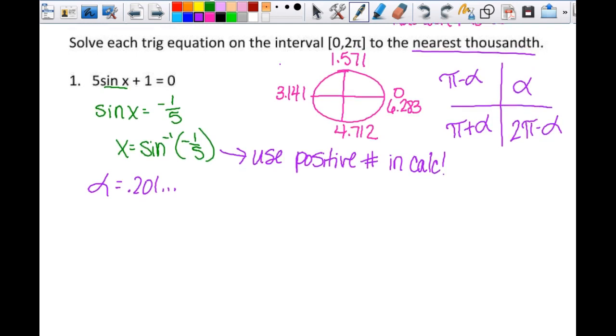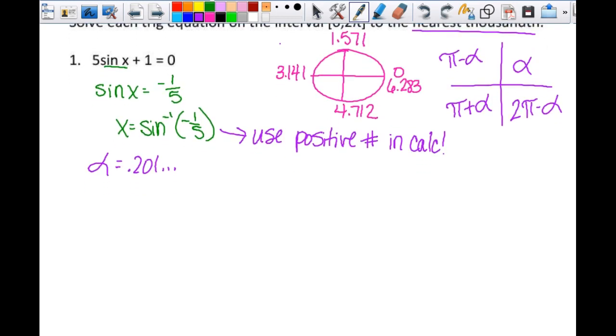Then we have to figure out which quadrant we are using. To figure that out, for sine, it's negative. Which quadrants is sine negative in? 3 and 4, right? So these are the two quadrants. So what I need to do is pi plus alpha and 2 pi minus alpha, which is your x, basically.